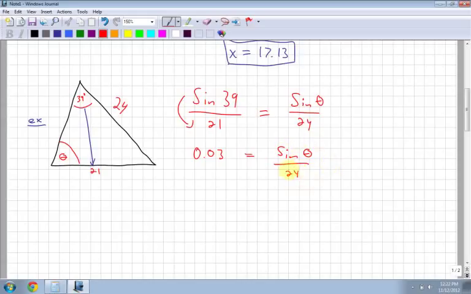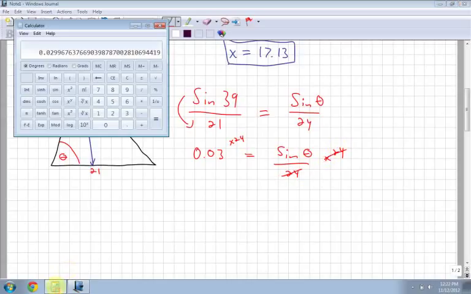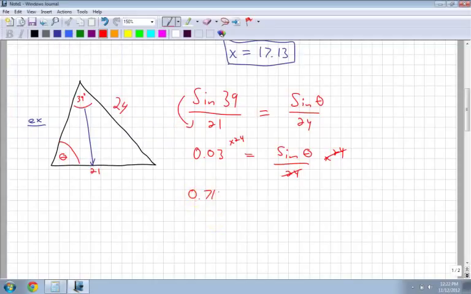So how do I get rid of the 24 in the bottom if it's being divided? I have to multiply it out. So I times by 24 on both sides. The 24s cancel. The reason that I'm doing it this way is because it's kind of nice. I'm rounding on paper, but on my calculator I'm not rounding at all. I'm keeping the value on my calculator and I'm just going to work through the math. So I take that value and times it by 24, and then I have 0.719, which is equal to sine theta.